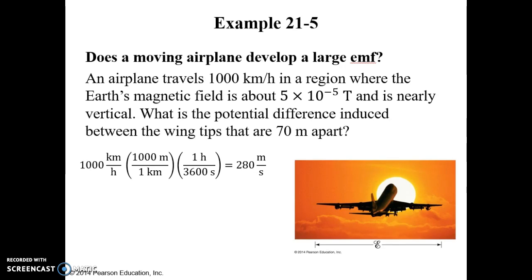Now first, before we begin, let's convert 1,000 kilometers per hour to meters per second to get 280 meters per second. Now we can use our EMF equation for a conductor moving through a magnetic field. Plug and chug, and we get roughly around 1 volt, or a potential difference from wingtip to wingtip of 1 volt.